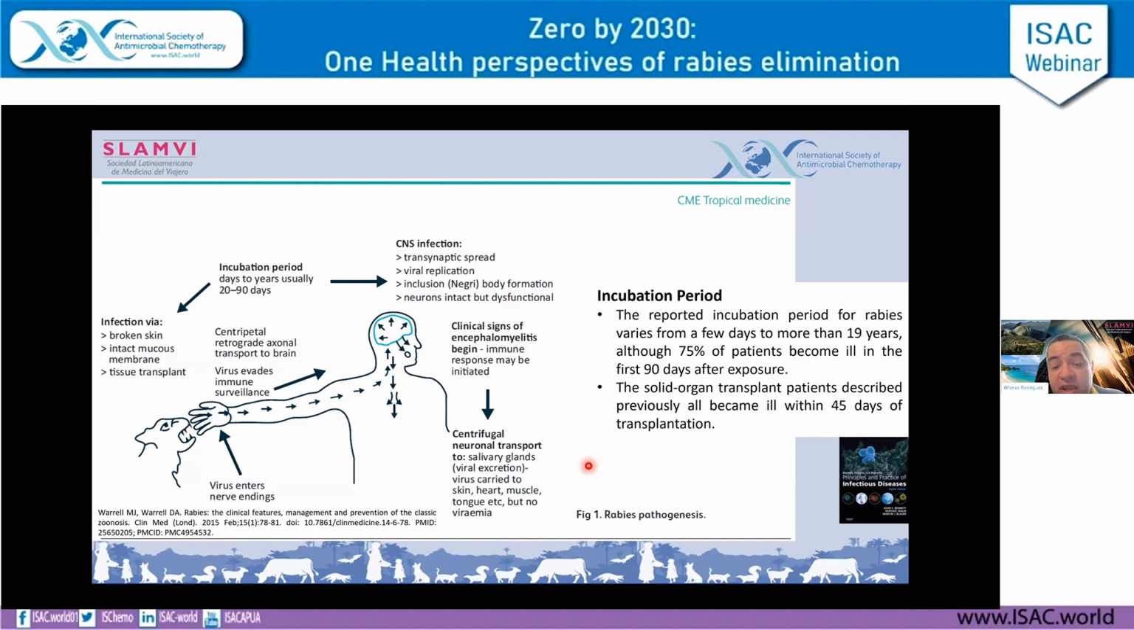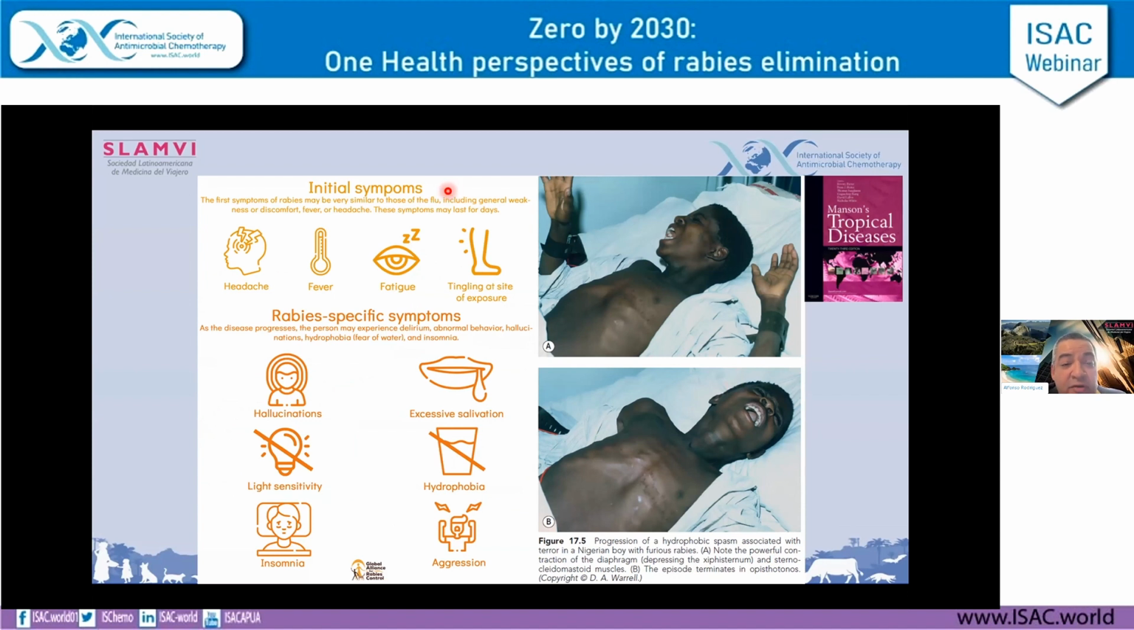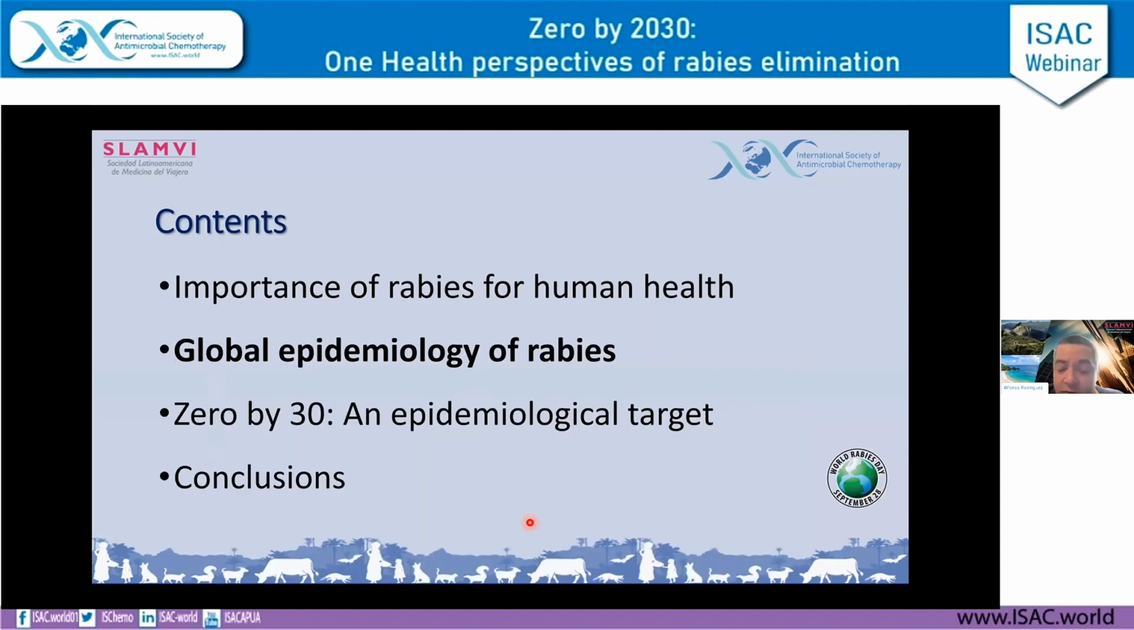We have the problem of the incubation period, which may be really long, and I will discuss some recent cases relating to this situation when I speak about epidemiology. We have to remember that we have the initial symptoms, but also rabies-specific symptoms, including hallucinations, light sensitivity, insomnia, and especially hydrophobia, excessive salivation, aggression, among others.